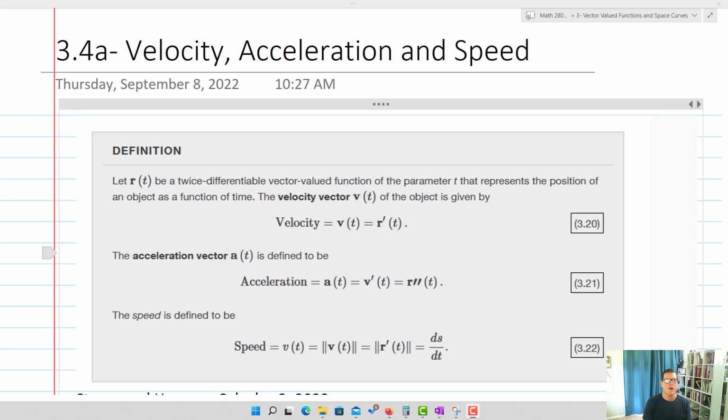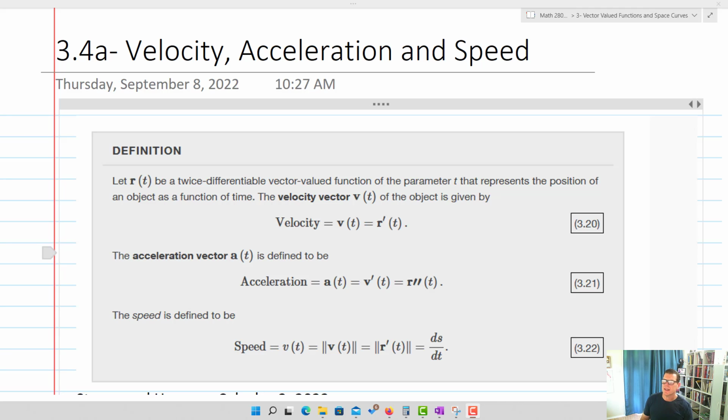So what we're going to do now is start talking about motion in space. In particular, we're going to be talking about the very basic physics of motion in space when we're starting to look at three-dimensional figures. Or even two-dimensionally, we can utilize this to think two-dimensionally as well.